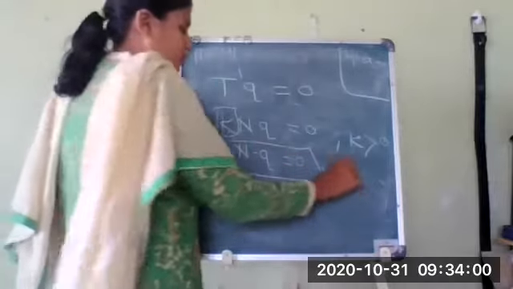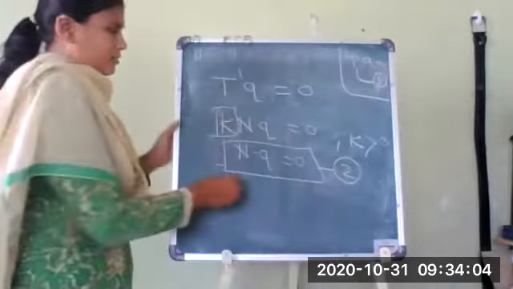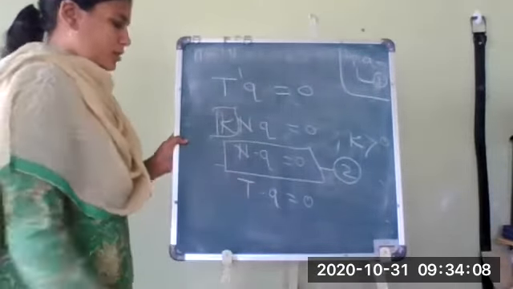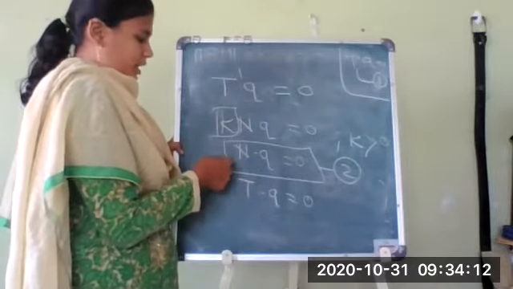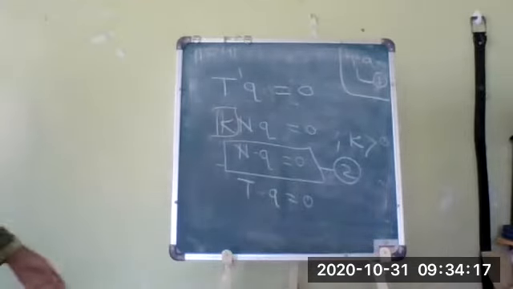So we have obtained two equations. This is the second one, this is the first one. What you can see from these equations is T into q is equal to 0 as well as n into q is equal to 0. So it means that q is perpendicular to n as well as q is perpendicular to T. So what will be the position of q?